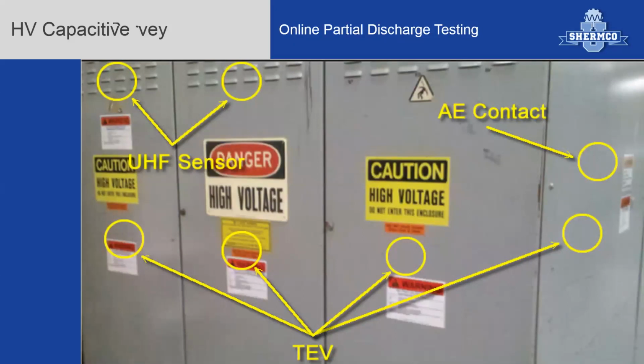And I showed multiple sensors here. One would be to make a pass-through using the transient earth voltage sensor. And typically we would place the sensor toward the top of the cabinet panel, midway in the panel, and toward the bottom of the panel, and we would document the different levels.